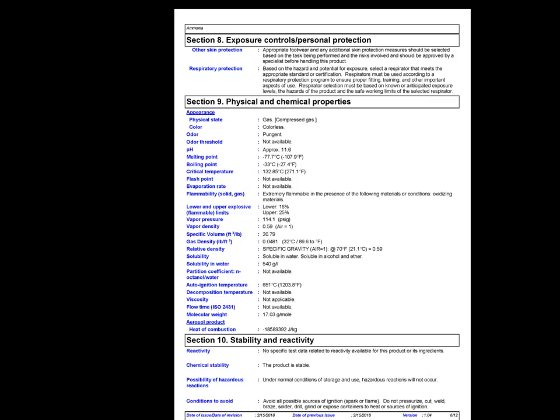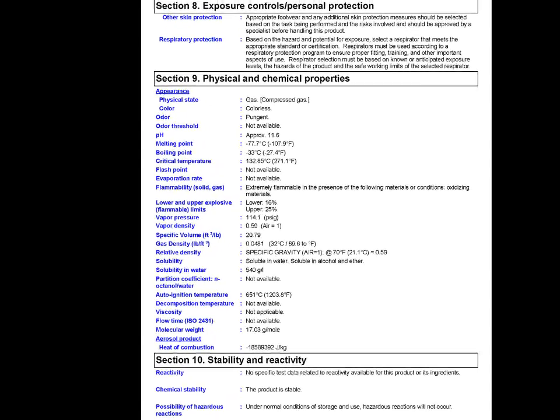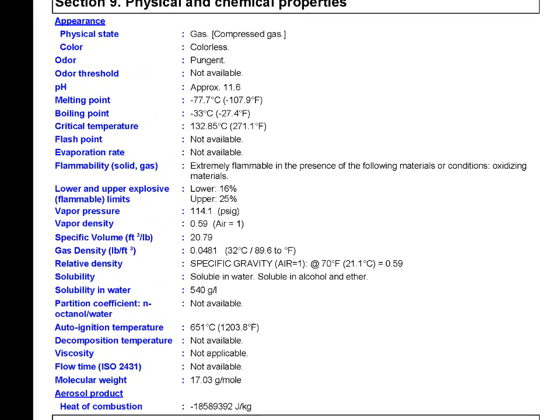Page 6 of the SDS is where we find physical and chemical properties. And this is for ammonia or any other SDS you're looking at. It includes information such as the physical state, an odor description, the boiling point, and the vapor density. Here we see that it's lighter than air. And a lot of other information that you'll find useful about the chemical.